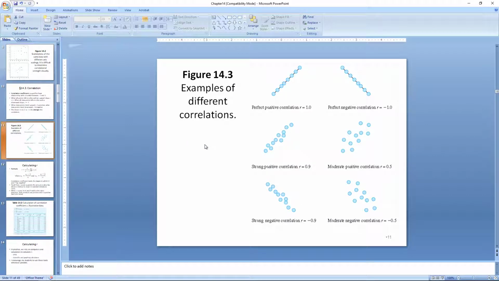So here are a couple of illustrated examples. This would be a perfect positive correlation of r equaling 1, and a perfect negative correlation of r equals -1. A strong positive correlation would be 0.9, a moderate positive correlation of 0.5, a strong negative correlation of -0.9, and a moderate negative correlation of r equaling -0.5.